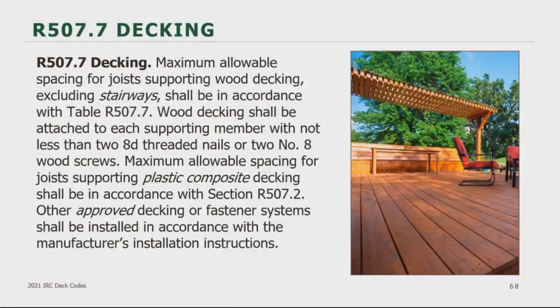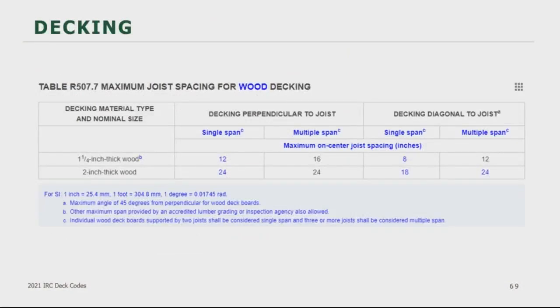The maximum span for deck boards is based off of floor joist spacing, deck board sizing, if it's spanning 2 or multiple joists, and if you're running the deck boards perpendicular to the joist or diagonally. Keep in mind that diagonally in the code refers to 45 degrees from perpendicular.